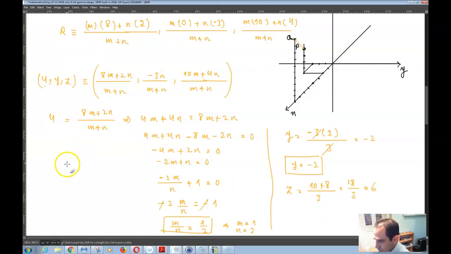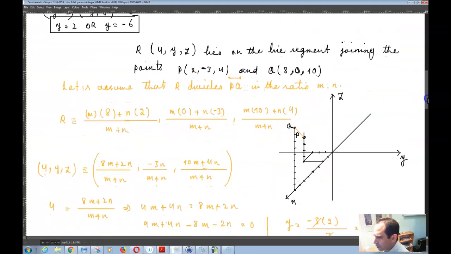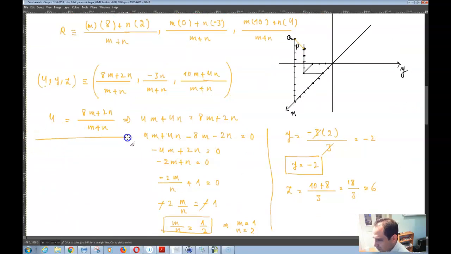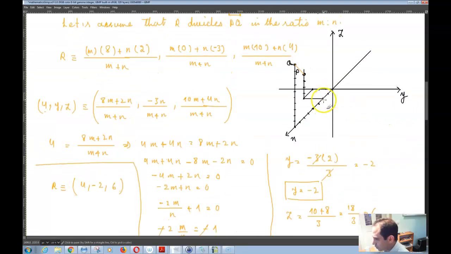So the coordinates of the point R would therefore be (4, -2, 6), which is this point over here, 1, 2, 3, 4, negative 2, and 6 must be somewhere over here, 1, 2, 3, 4, 5, and 6, this point over here. Pretty amazing analytical geometry.